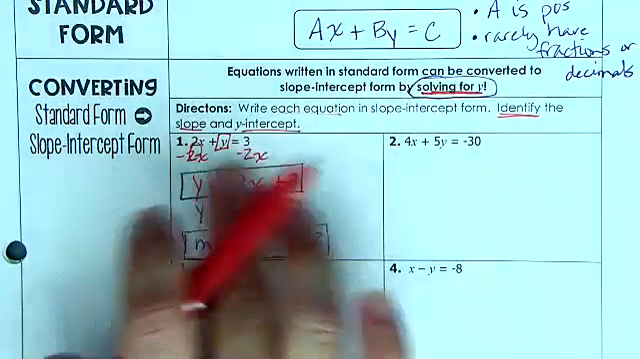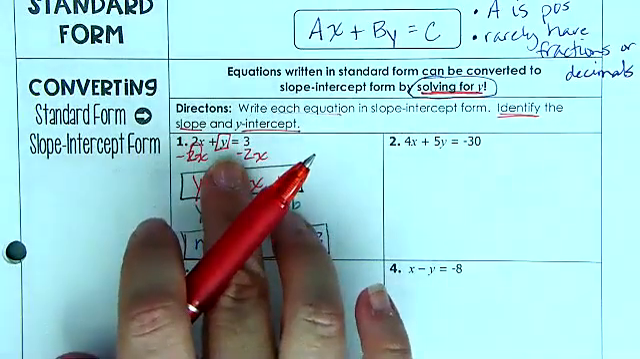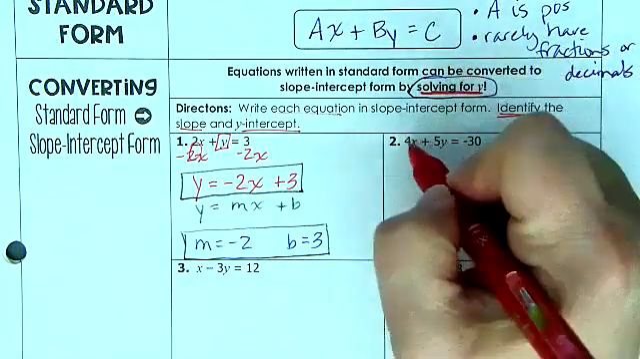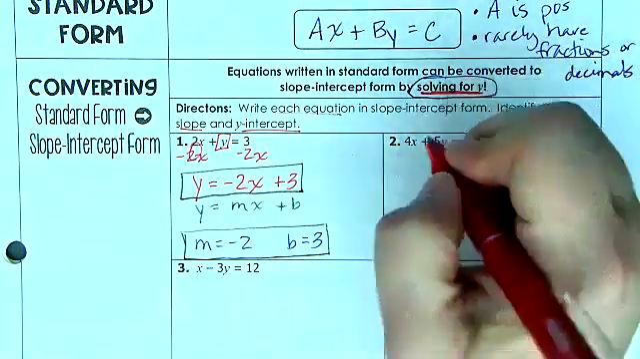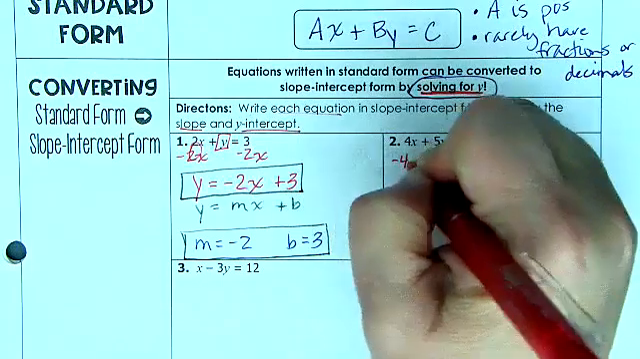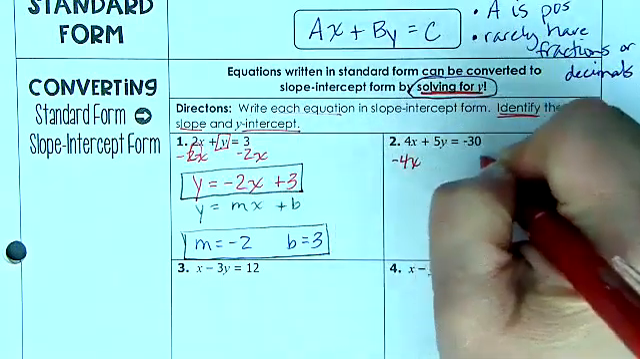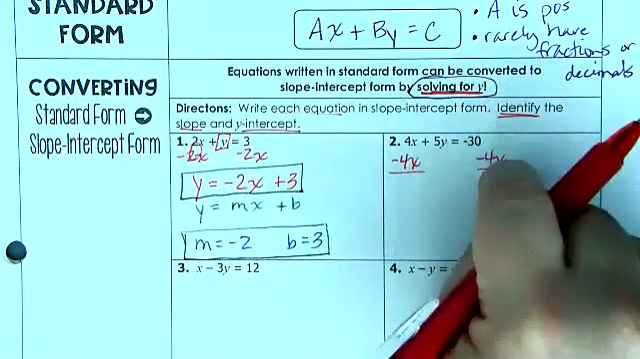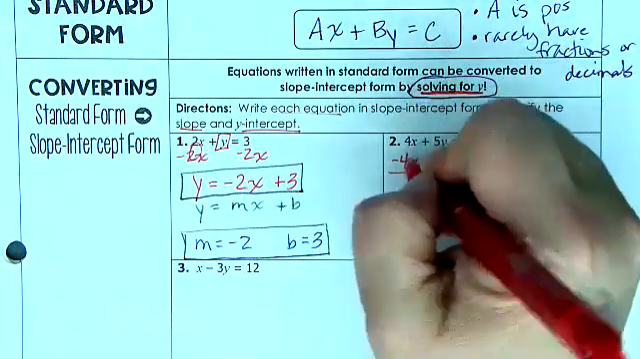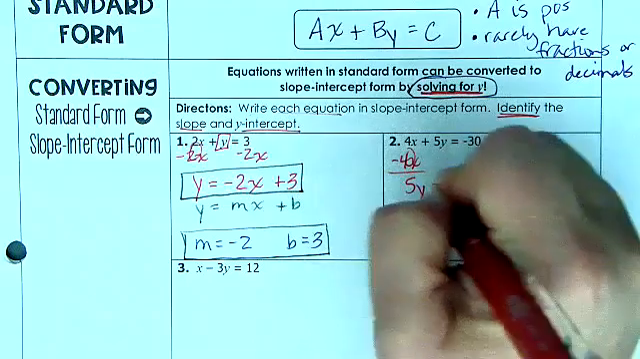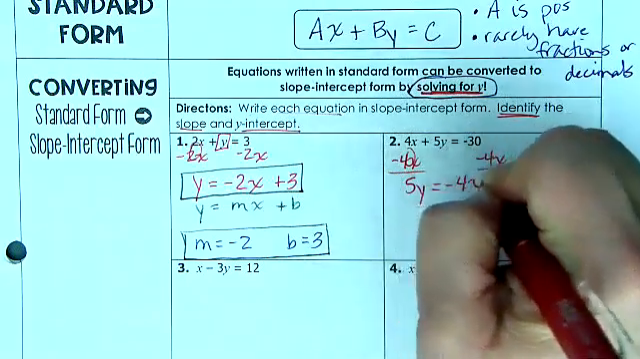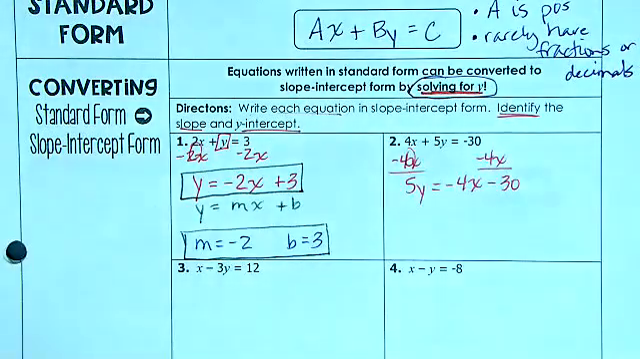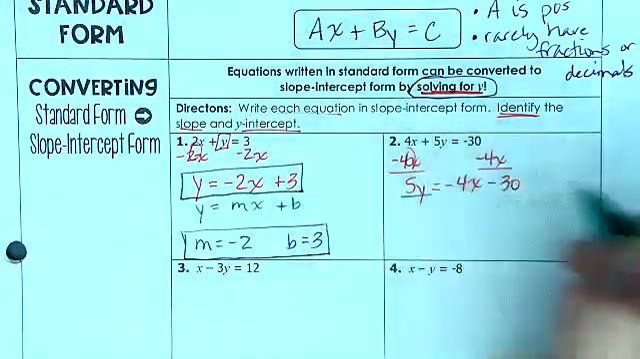Okay, because they're not going to always be as simple where the y is already by itself partially. So solving this equation, it's added, so I'm going to subtract 4x from both sides. Notice I don't put them one underneath another because they're not like terms. Now I have 5y equals negative 4x minus 30. And I have to get the y by itself.